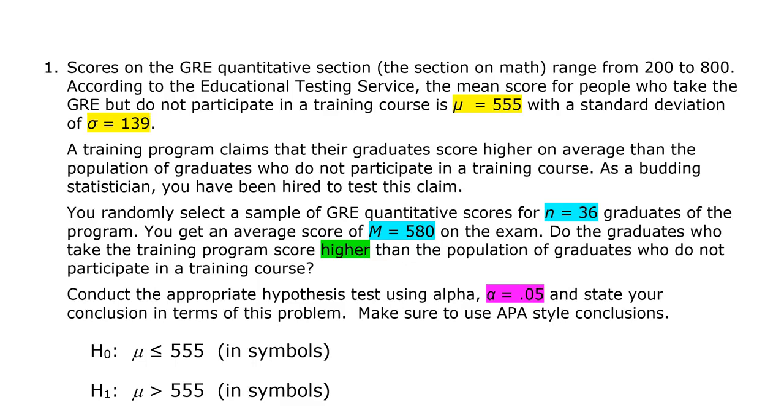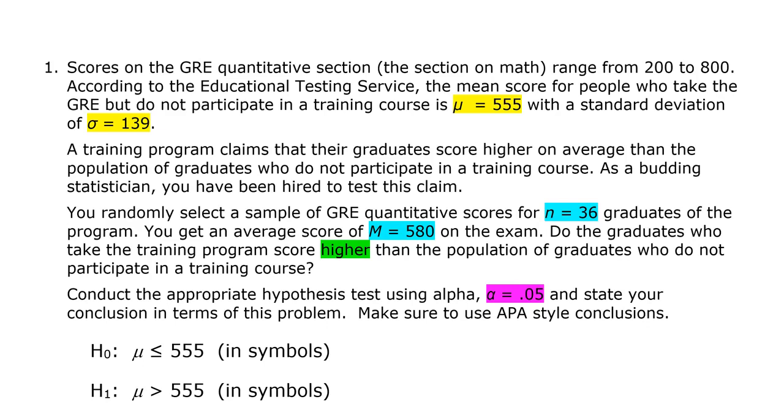Hello everyone. So in this video we're gonna work through some hypothesis testing exercises with Z-scores or Z-tests. There's going to be five different problems that we're going to work through so that you can see how the steps of a hypothesis testing are used and how to write conclusions in APA style or format. All right, so we'll start with number one.